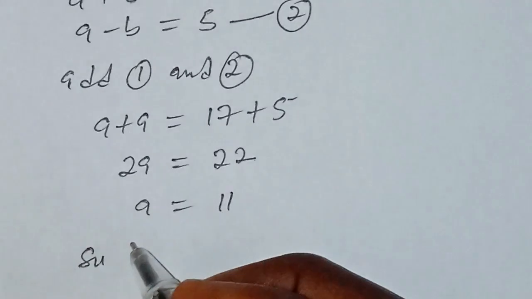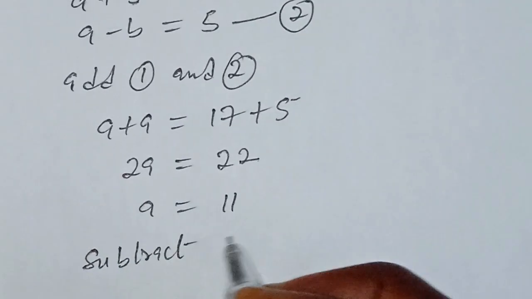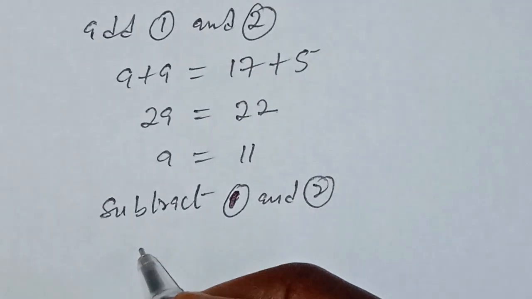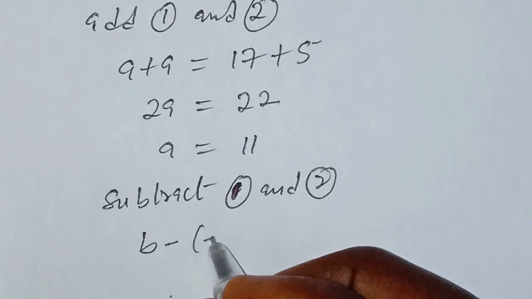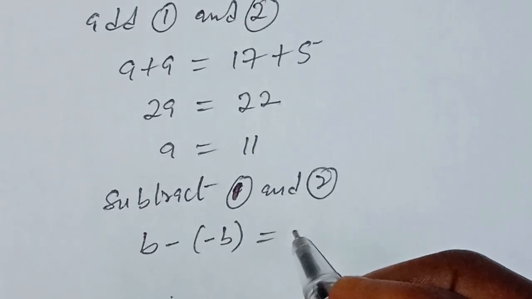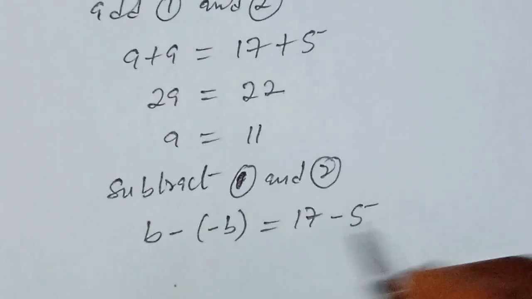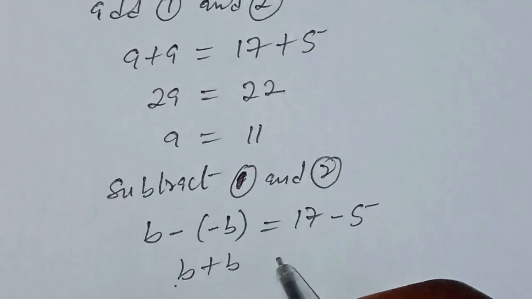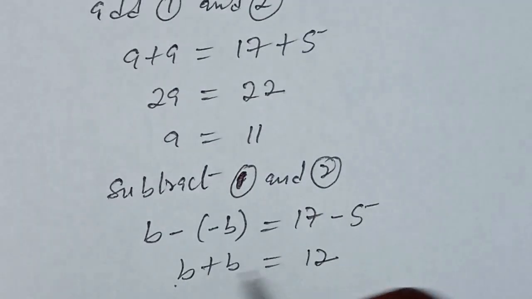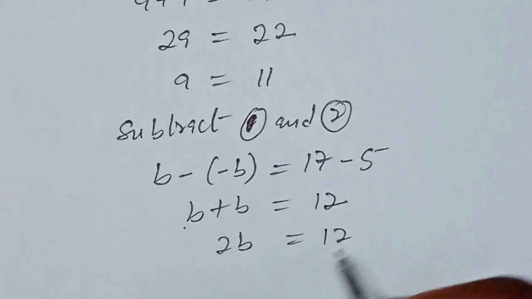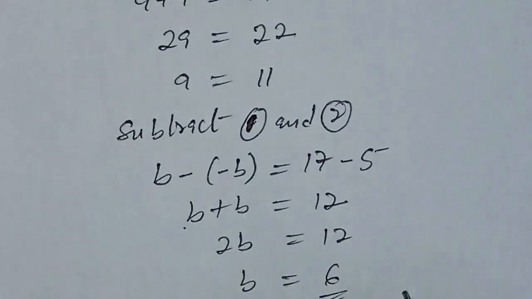So for b, we subtract equation 2 from equation 1. That gives us b minus (minus b) equal to 17 minus 5, and that will be b plus b equal to 12. So b plus b equal to 2b equal to 12. Divide both sides by 2. We have b equal to 6.